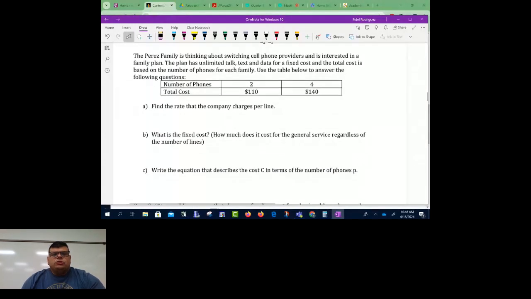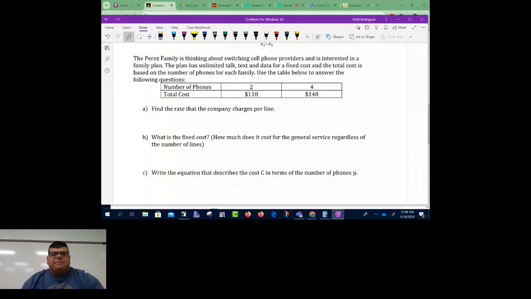But for this part here, we're going to use some information to kind of model some data, okay? So look, y'all, it says the Bettis family is thinking about switching cell phone providers and is interested in a family plan. The plan has unlimited talk, text, and data for a fixed cost. And then the total cost is based on the number of phones for each family. Use the table below to answer the following questions.